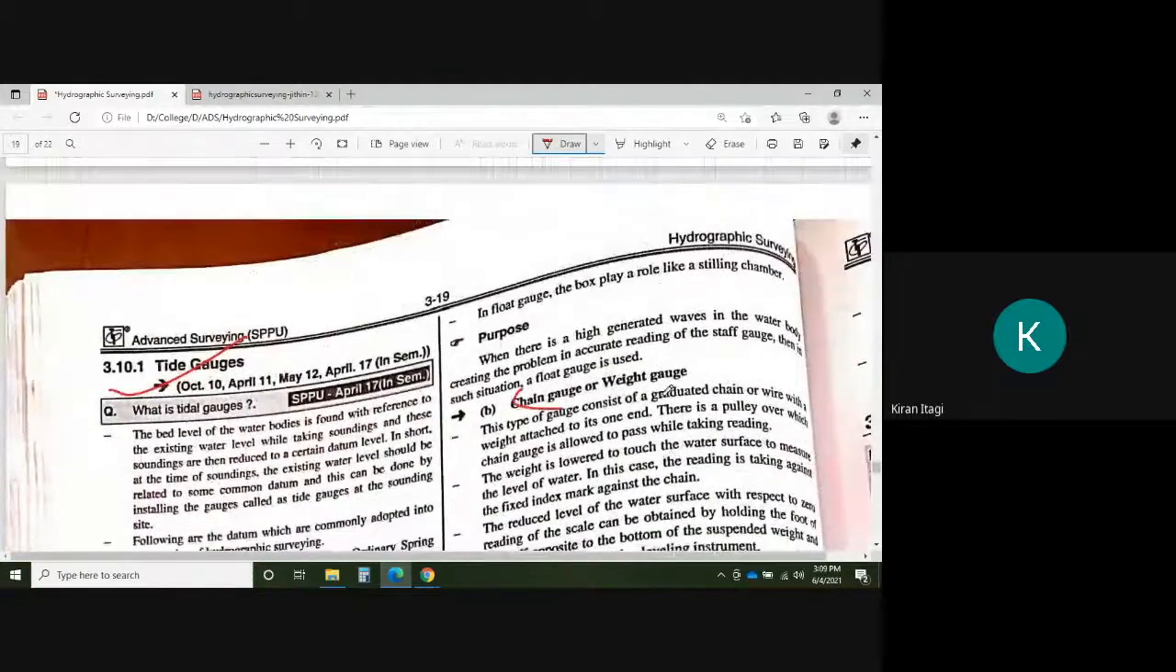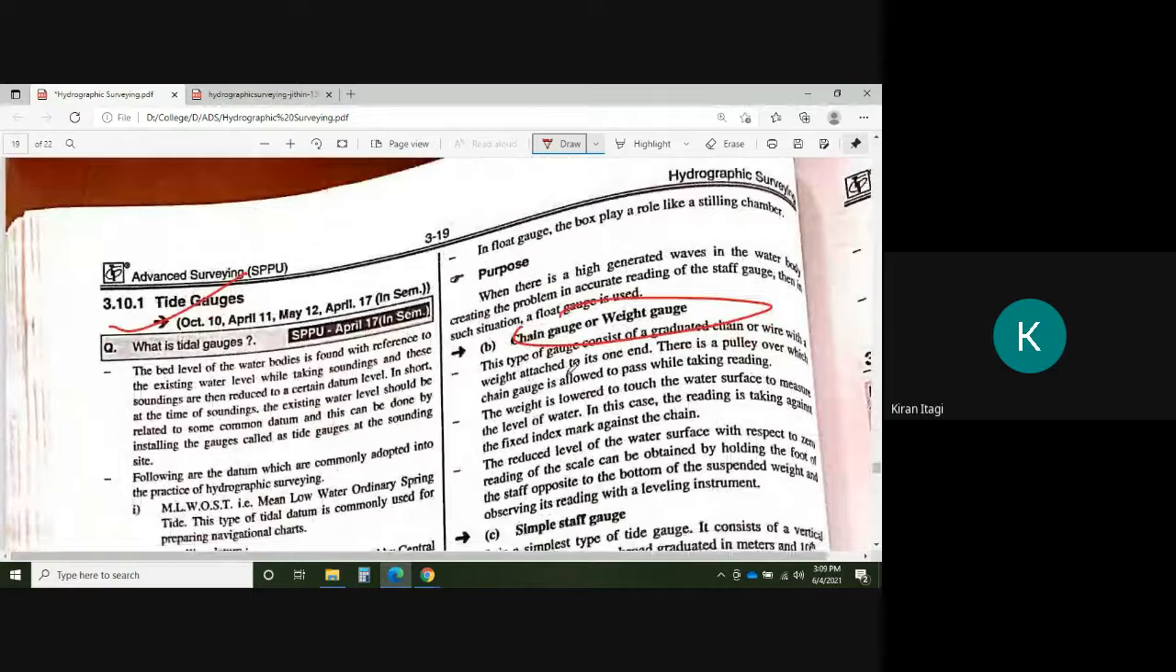So in chain and weight gauge, these types of gauges consist of graduated chains or wires with weight attached at one end. Same as what we have learned in the sounding. There is a pull over which the chain gauge is allowed to pass through while taking the reading. Due to the tides, when it comes and hits, there will be a pull over. So by that, we will take the reading. The weight is lowered to touch the water surface to measure the level of the water.